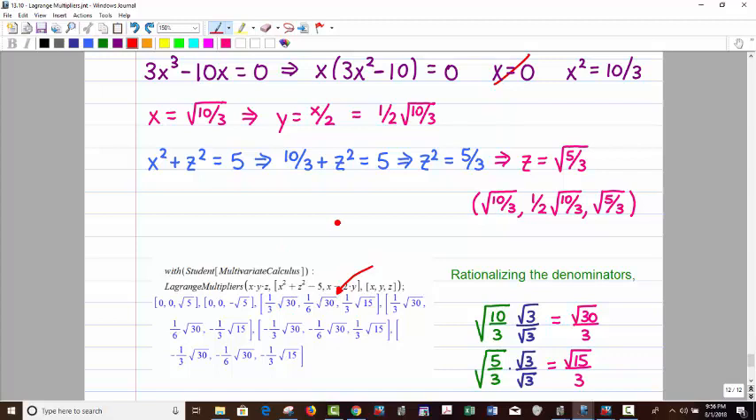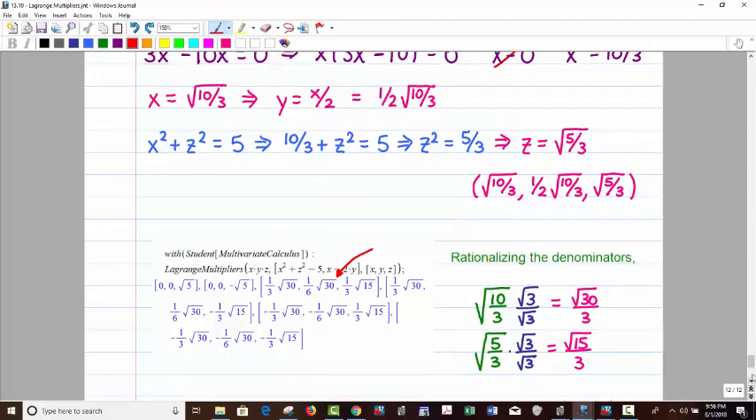So yeah, that one maybe was just on the edge of being exam worthy, maybe just a smidge too difficult because a little messy on the algebra. But anyway, that's the end of this video for Lagrange multipliers.